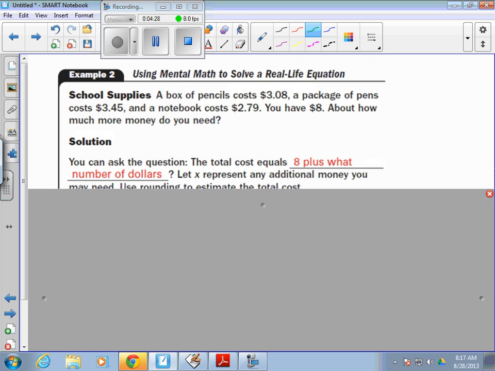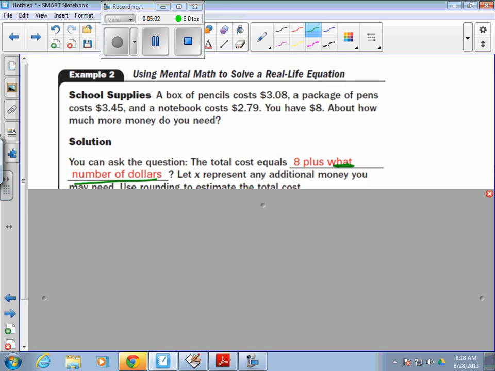Example number 2 says using mental math to solve a real-life equation now. It says a box of pencils costs $3.08. A package of pens costs $3.45. And a notebook costs $2.79. You have $8. About how much more money do you need? So if we need to buy all 3 things, you can ask yourself the question: the total cost equals 8 plus what number of dollars? Anytime you say what number of dollars or anything like that, what number, that means you don't know something. That means you represent it with a variable.